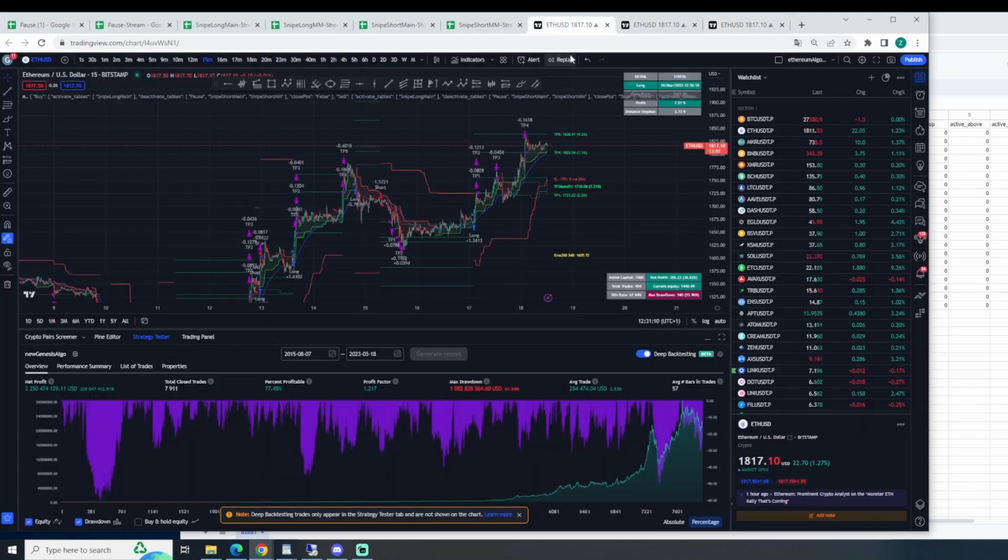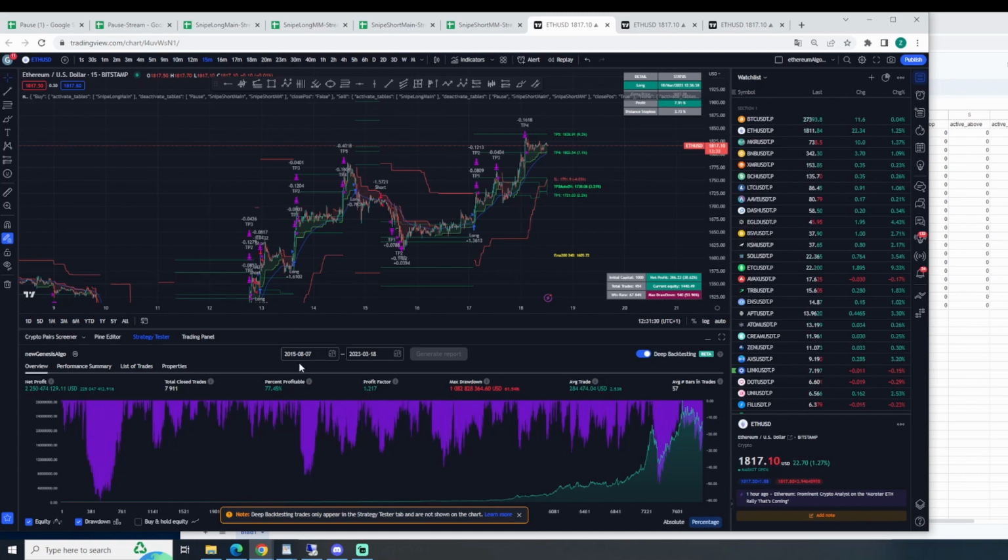All right, so let's start off with our algorithm that you guys are familiar with. I have it right in front of me. I did a deep backtest, from August 2015 until March of 2023. And as you guys can see, we made 225 million % profit, which is amazing. But guys, this is years and years of trading, right?